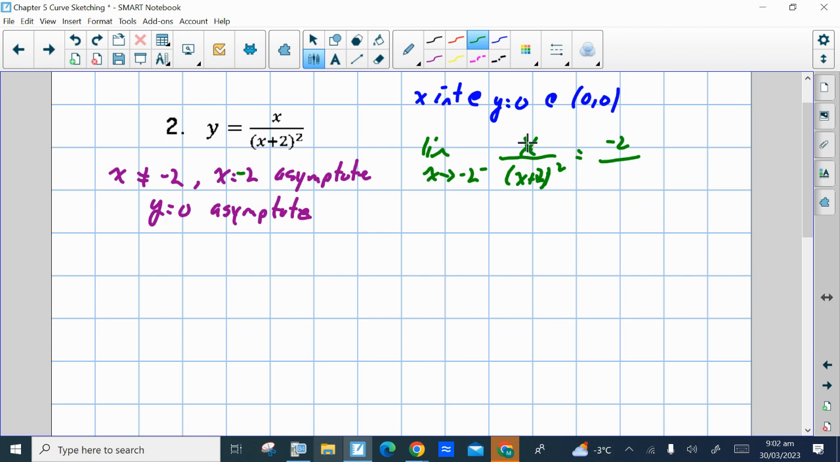But then, because you're getting a number that's getting smaller and smaller, we can say a small positive. So you're going to be dividing -2 by a number that's going to get smaller and smaller. That is going to approach -infinity. So that's what's happening on the left side of -2.